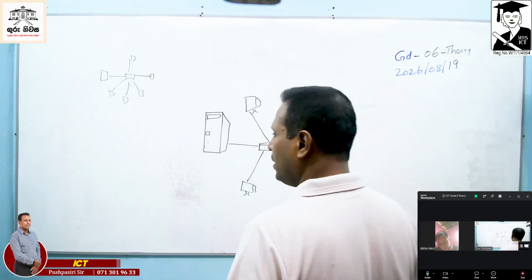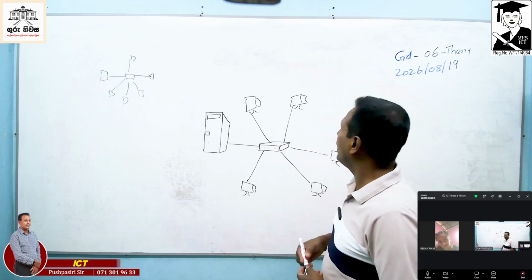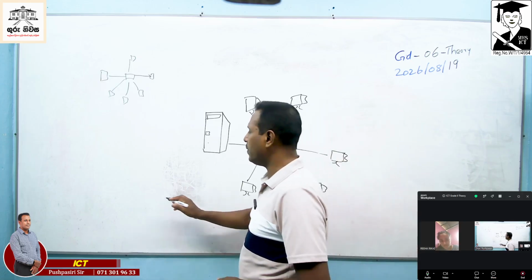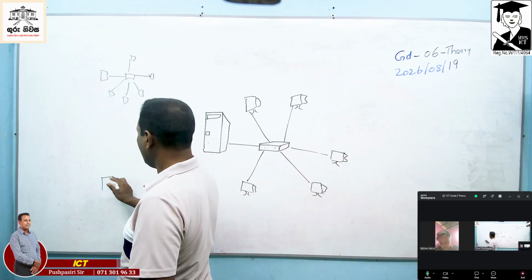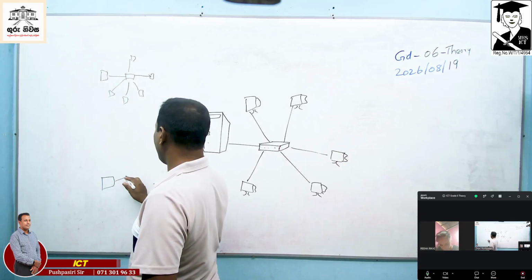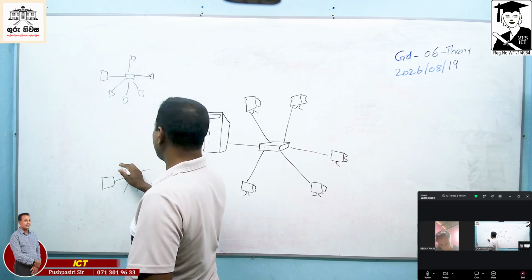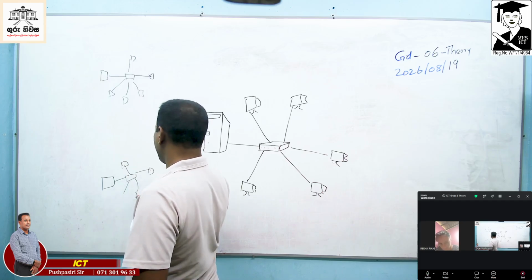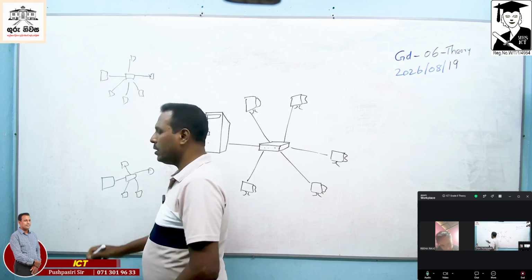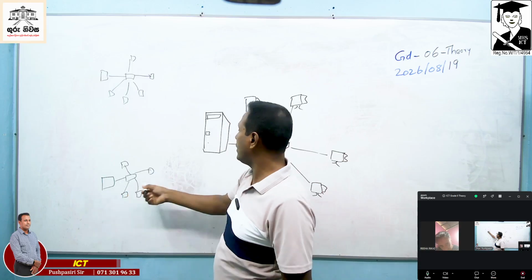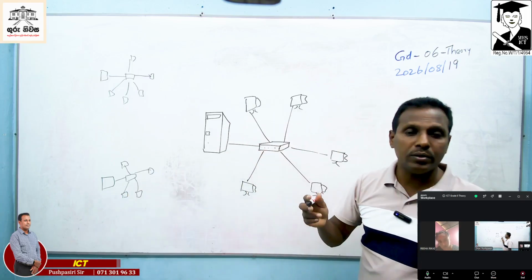So Rhythmi is here with me. Rhythmi also has a computer network at home. She has 5 or 6 computers, and she also has a network. So like that, there are many thousands of networks available in the world.